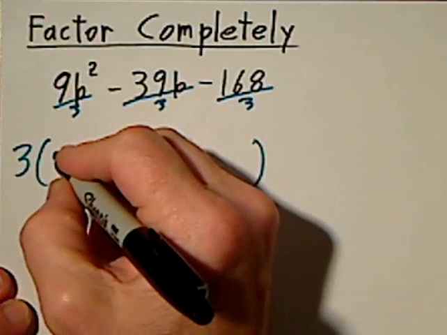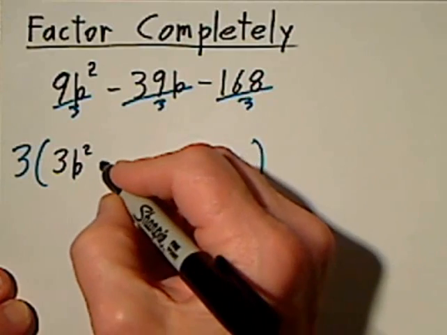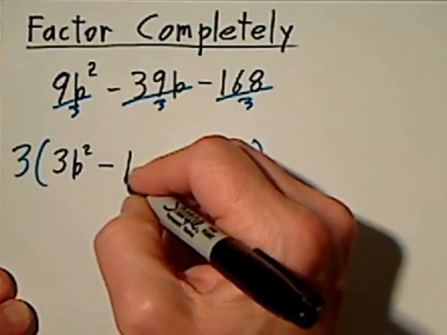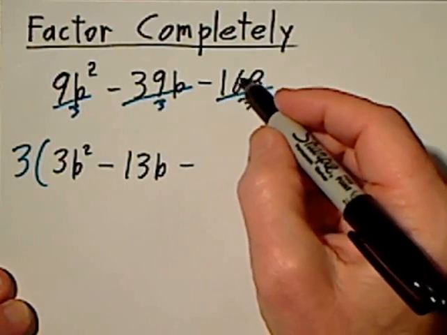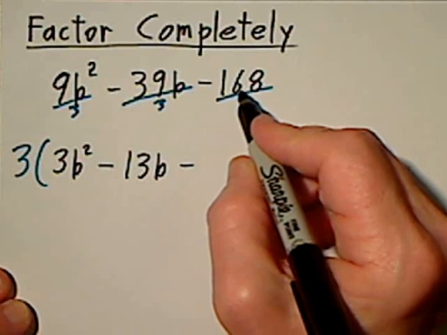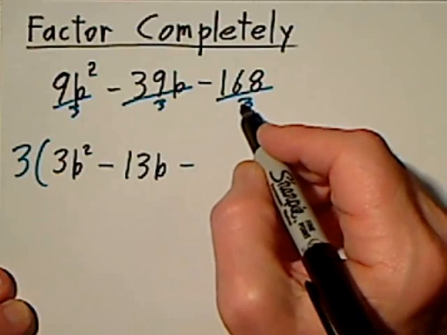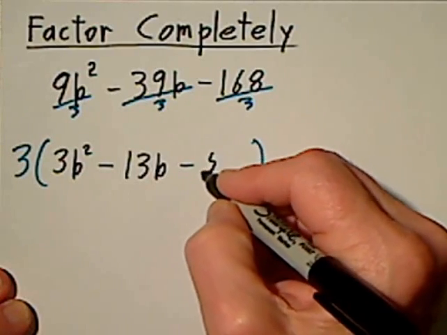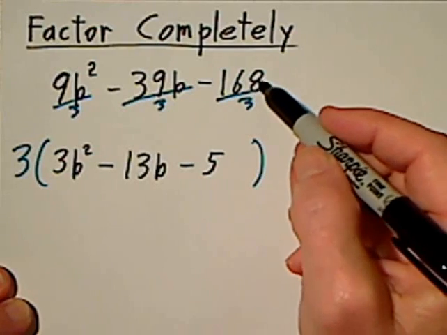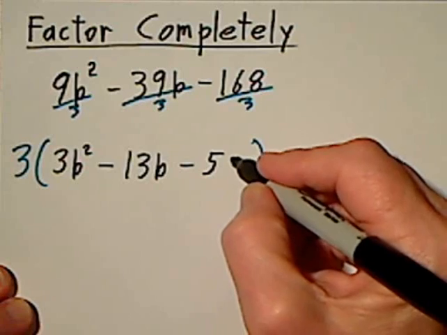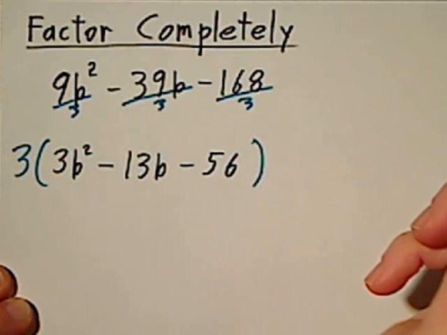So our first term becomes 3b squared. The second term becomes 13b. And the last term becomes 5, and so that 3 would go in there 5 times. Then you have to say that would be 18 left over. 3 times 6 is 18. So 3 goes into 168 56 times. All right.